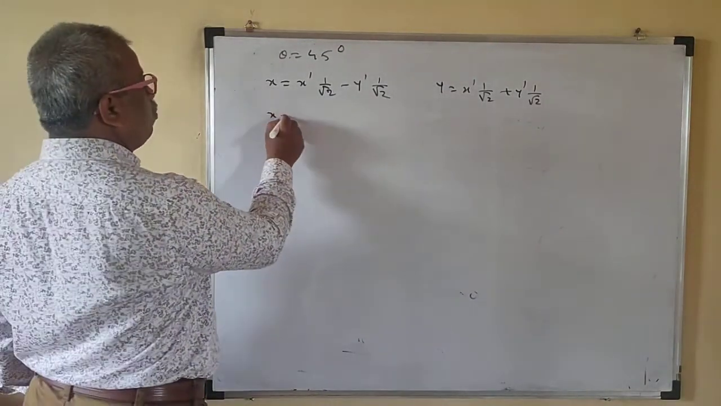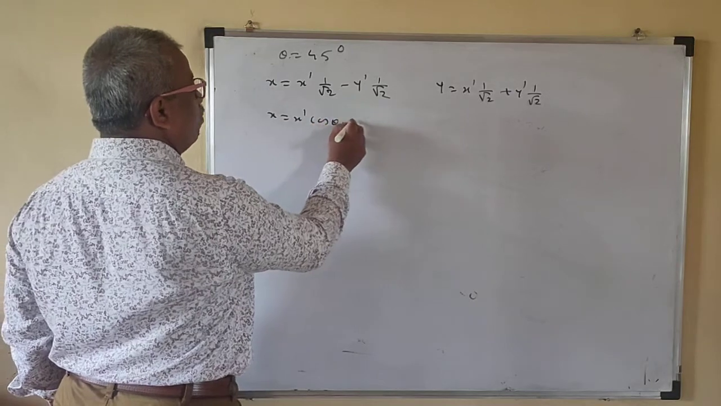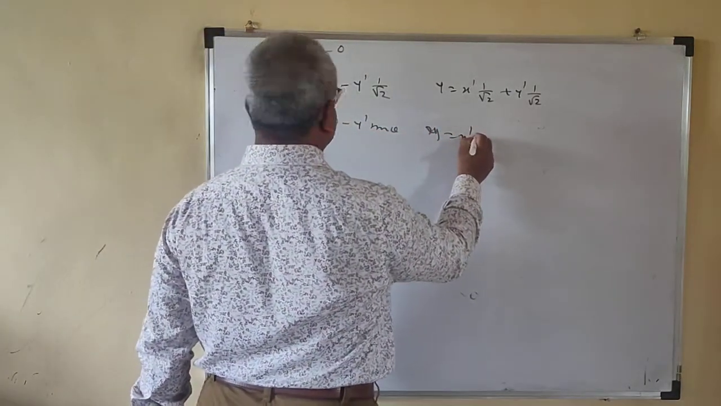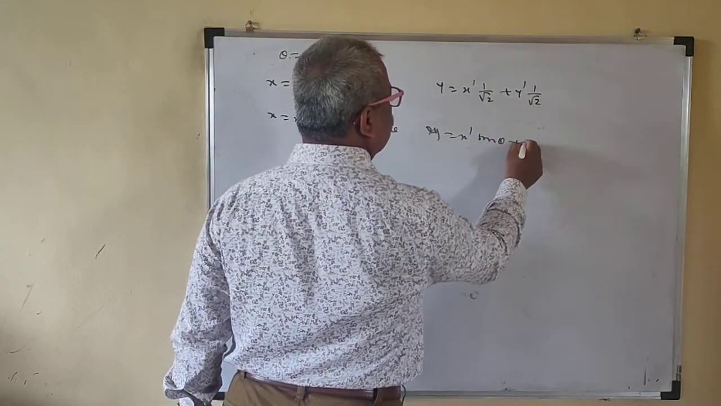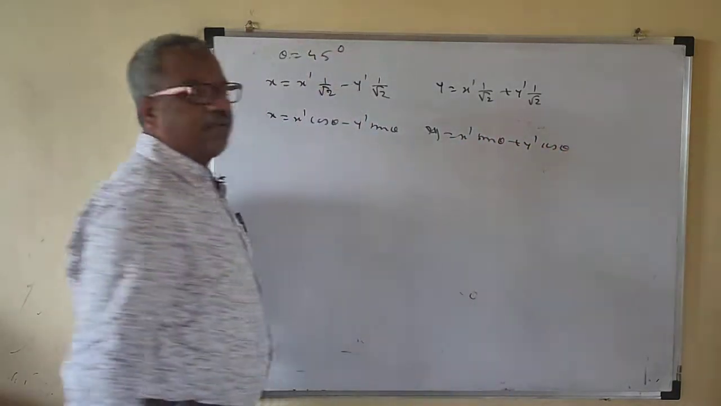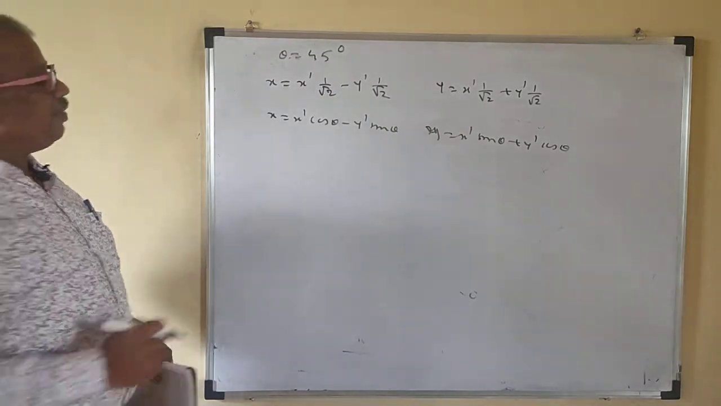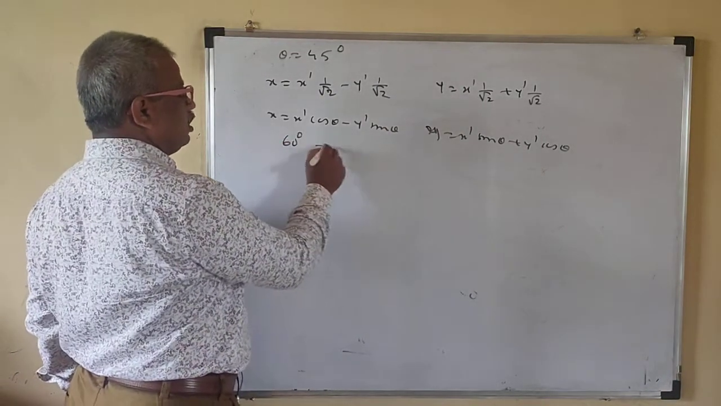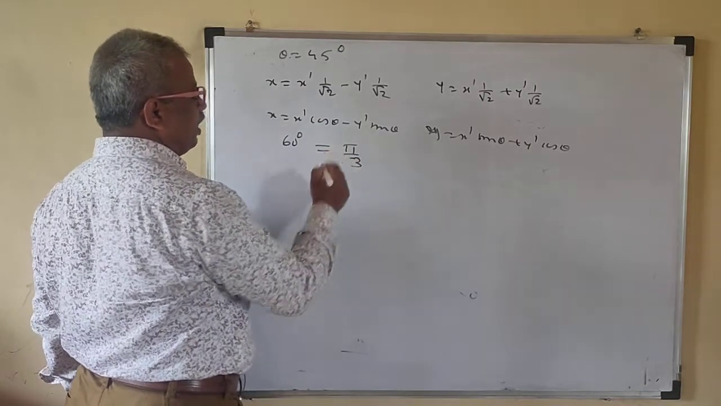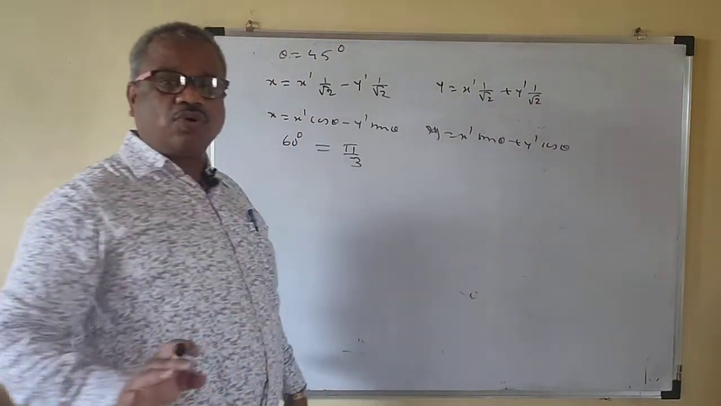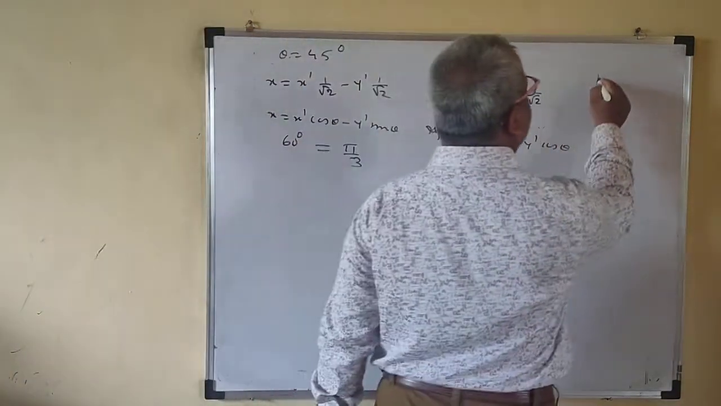So x is equal to x prime cos theta minus y prime sin theta, and y is equal to x prime sin theta plus y prime cos theta. These are the equations of the transformation. You have to put the value of theta as 45. If it is 60 degree, that means pi by 3. And for sin 60 degree and cos 60 degree, if you don't remember them, just draw the triangle.